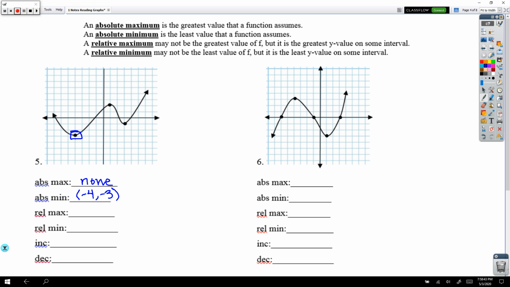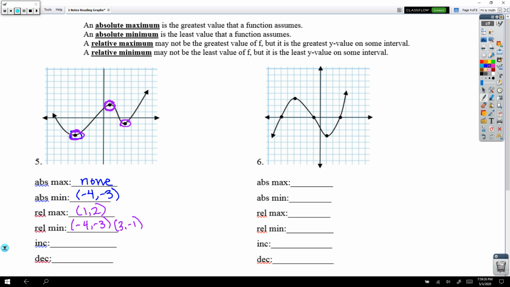Now again, relative max and relative mins are all your peaks and valleys in between, but it also includes your absolutes. Okay? So absolute maximum would be this guy right here. That's the ordered pair 1, 2. Relative min are just all my valleys, all of them, including this guy. So we would have that point and that point. So we have the ordered pair -4, -3, and the ordered pair 3, -1.